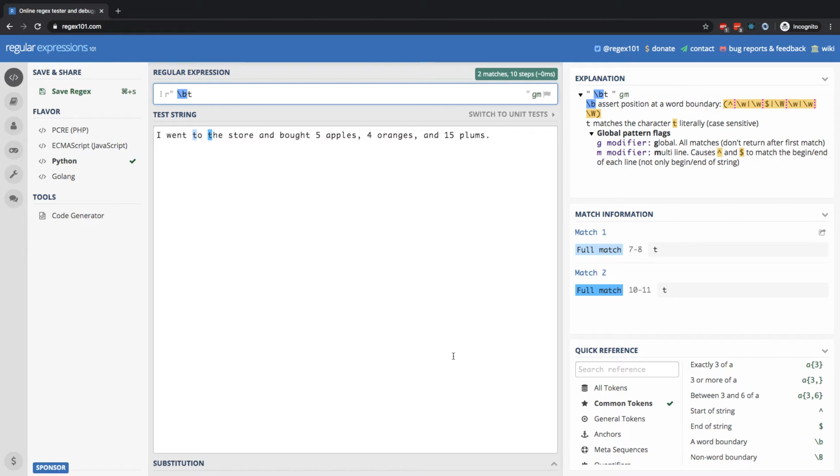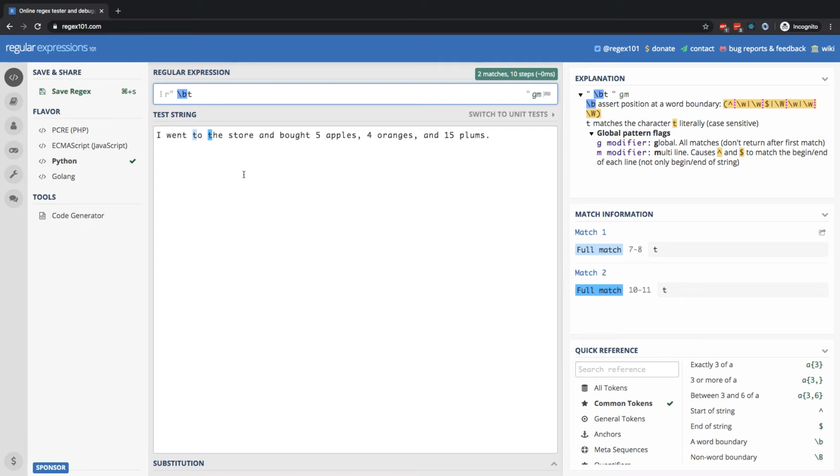It's the boundary or the outer scope of a word, either the beginning or the end. So in this case, because I put slash B before T, what I'm saying is that T has to come at the beginning of a word boundary, i.e. the beginning of a word. So of course, the only T's that satisfy that condition are the T in to and the T in the.